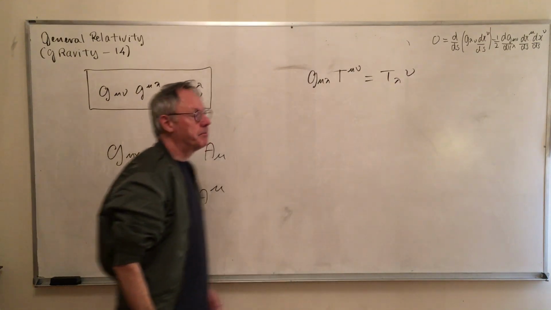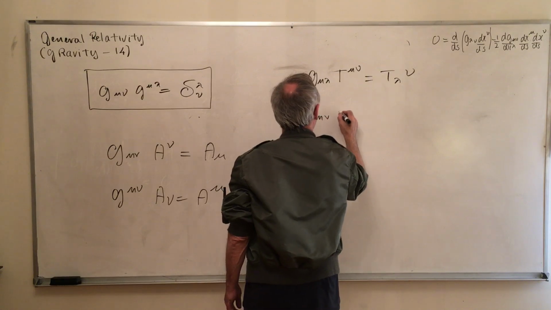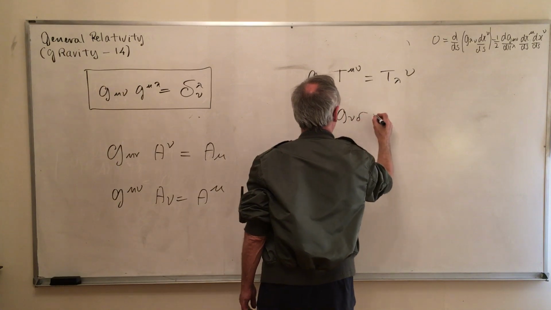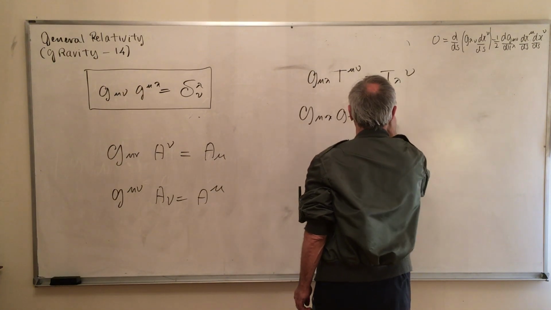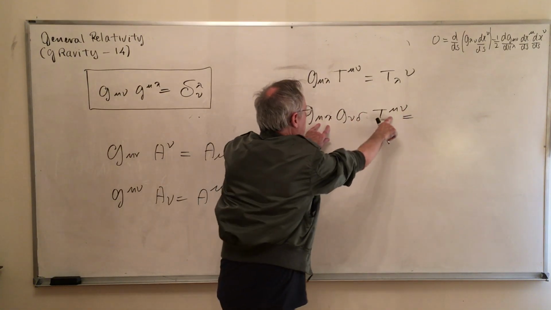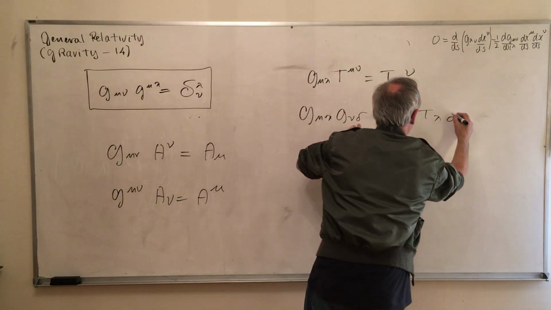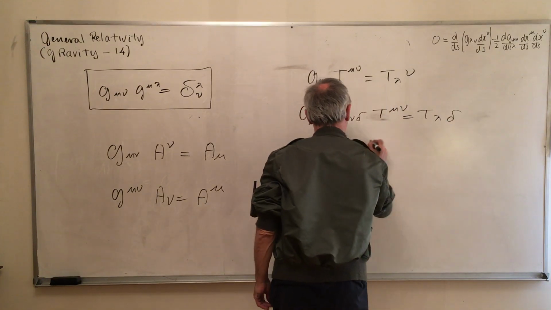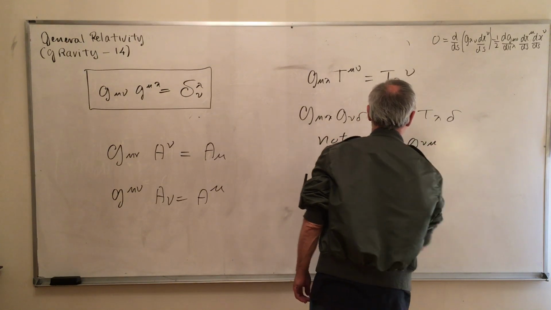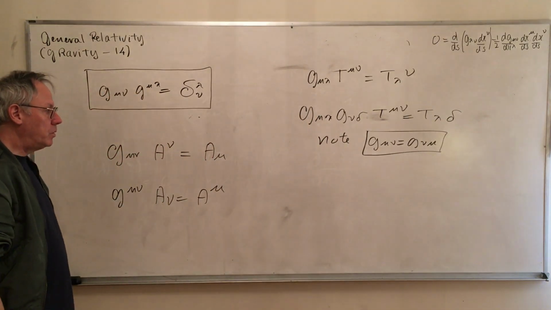That's the way it works. Let's see if I can lower both. One hits the mu, and this one hits the nu. Now, an important result is that the metric tensor is symmetric. G mu nu is G nu mu.